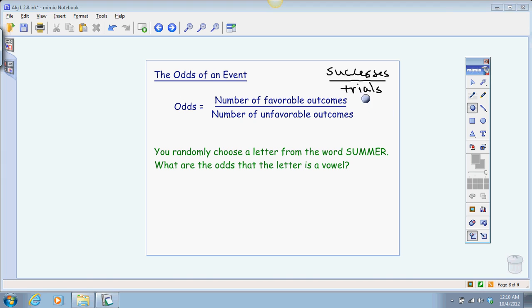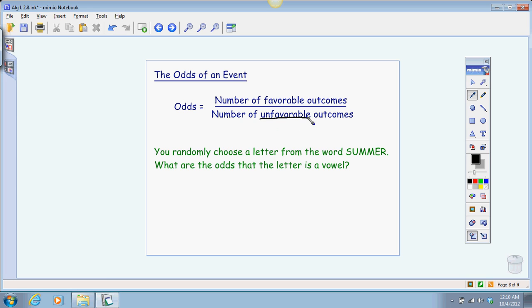Odds works a little differently, similar but different. If you look here at our definition of odds, it says our number of favorable outcomes over the number of unfavorable outcomes. Now, instead of comparing what we want to the total number, we're going to compare what we want to what we don't want.